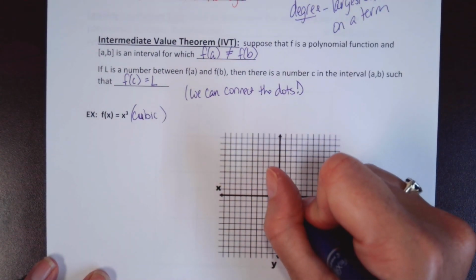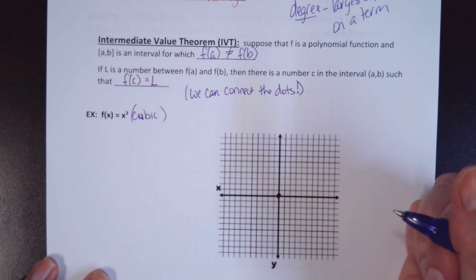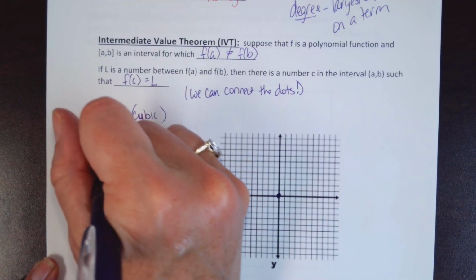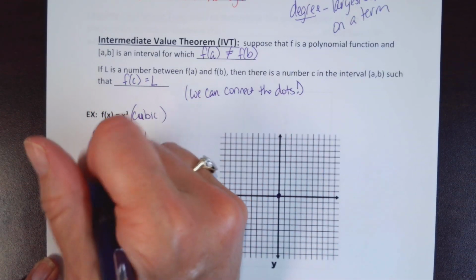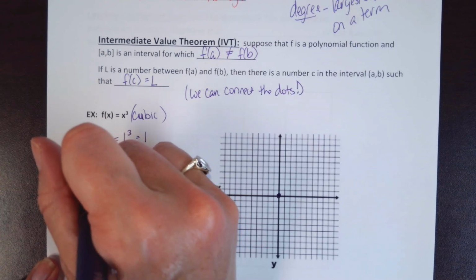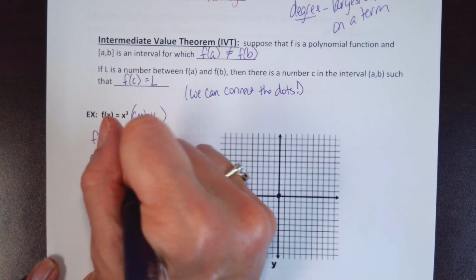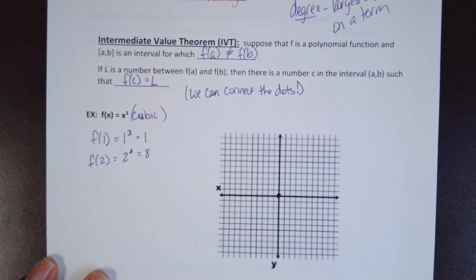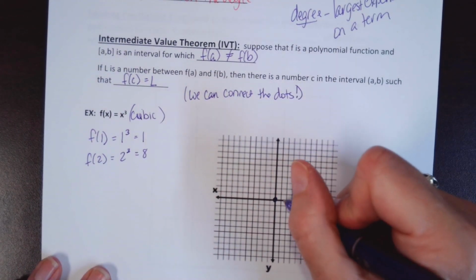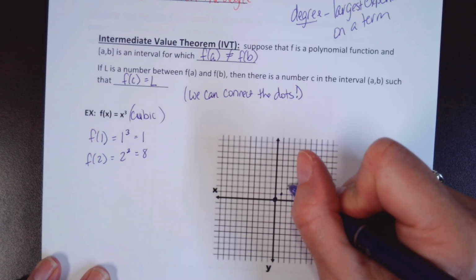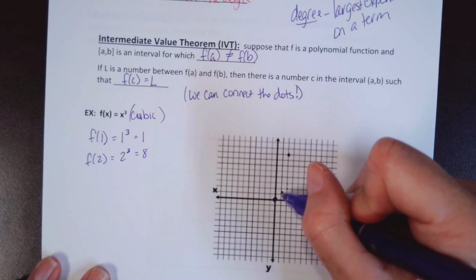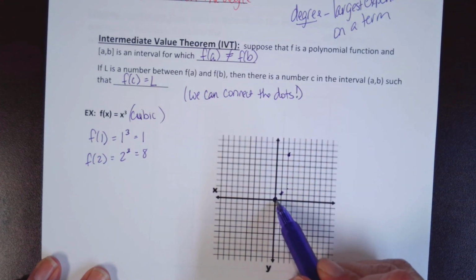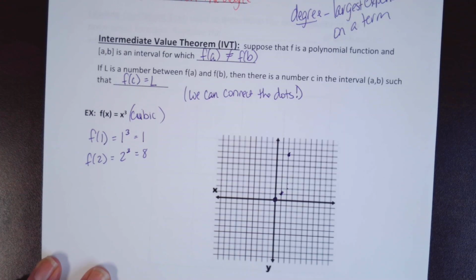I know that my cubic function goes through the origin. I know that if I plug in a 1 and I cube it, it's 1. If I plug in a 2 and I cube that, I get 8. So 1 cubed is 1, 2 cubed is 8, way up here. Now I just found 3 points on my graph. 0 cubed is 0, 1 cubed is 1, 2 cubed is 8.